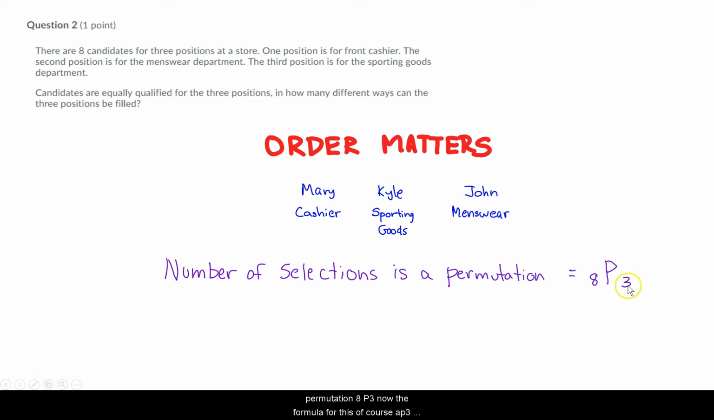Now the formula for this, of course, 8P3. This is the number of total candidates. This is the number being selected from that group of 8. So it's going to be 8 factorial over 8 minus 3 factorial. They usually say n factorial over n minus r, where n is the total number, r is the number being selected from that group. So it ends up being 8 factorial over 5 factorial, which is 336. So there's basically 336 different ways that these 3 positions could be filled from this pool of candidates.